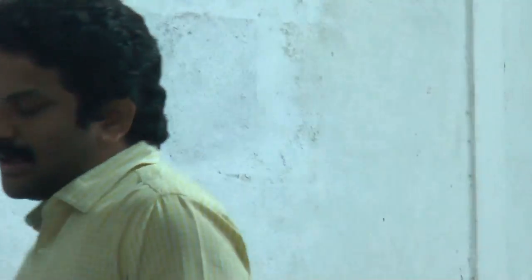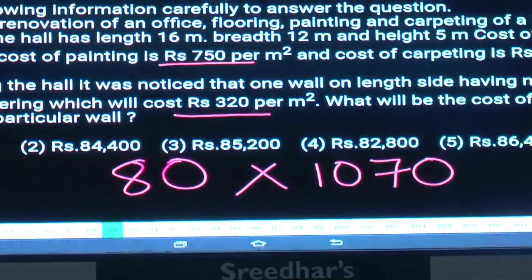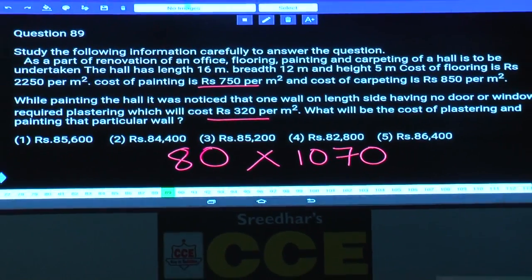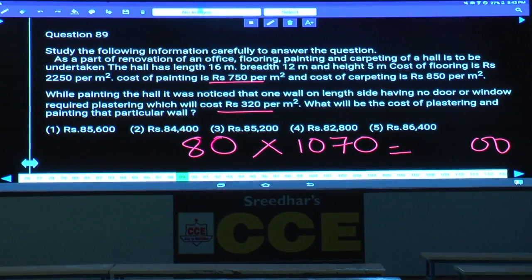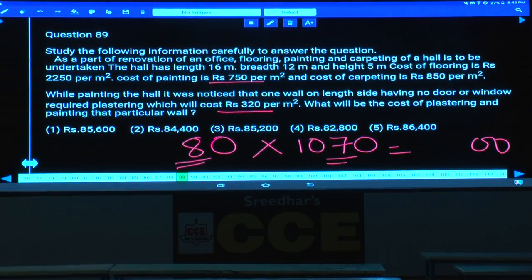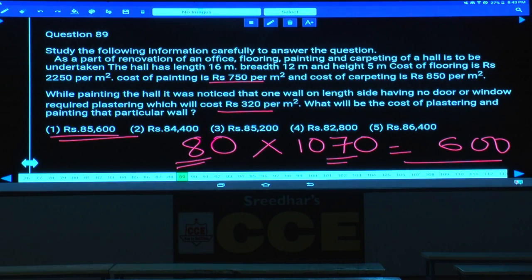And you need to measure the area of the wall along its length side. Yes or no? What is the length given in the question? 16. Height? 5. The area of the wall along the length side is 16 into 5. How much? 80. So you need to multiply 80 and 1070. Am I right? You must have two zeros because you have two zeros, one in 80, one in 1070. Last digit verification: 8 into 7 ends with 6. The answer should end with 600. Over. Followed.